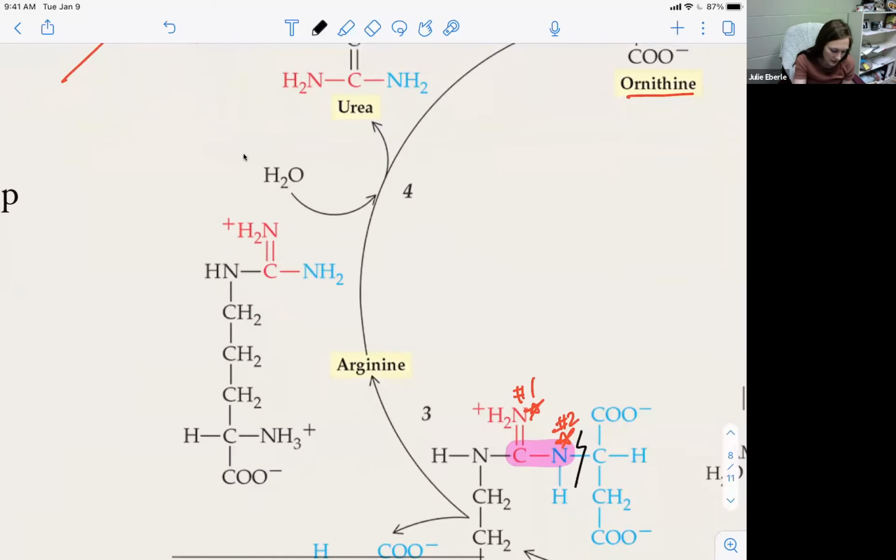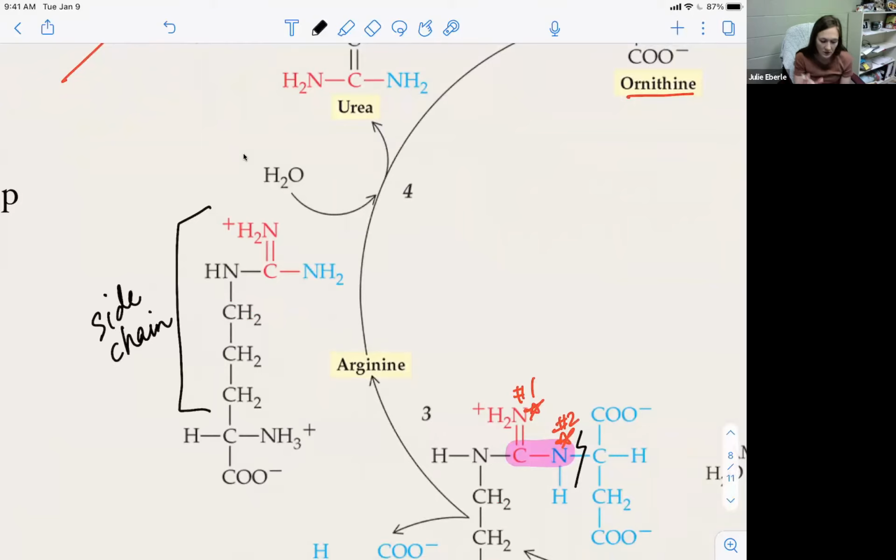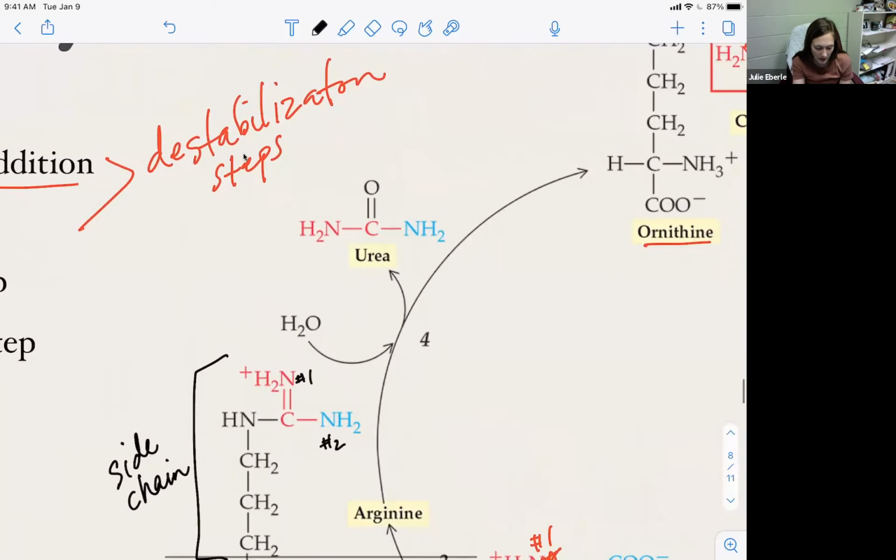So this is the side chain. And we just cleave off everything in red and blue. So this is nitrogen number 1, this is nitrogen number 2, and that carbon goes with it. And because we're adding water, that's where this double bond of the oxygen comes from. And that's urea. Now we've made urea. And it goes to the kidneys and it's excreted from there.